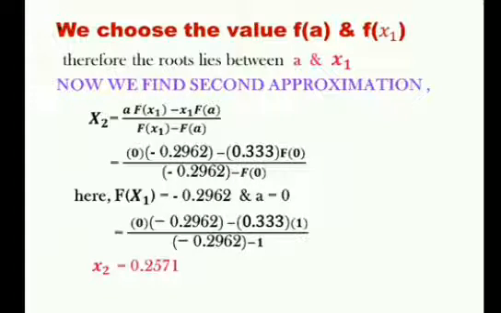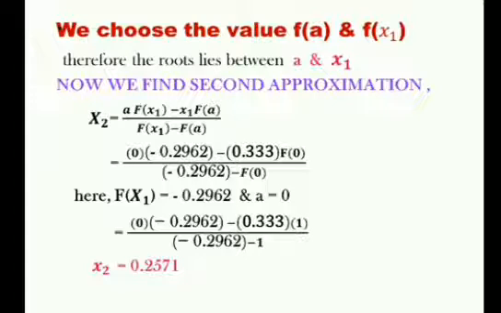Simplifying the term, we get x2 is equal to 0.2571. Now check whether the roots are the same or not. Previously we found x1 is equal to 0.333. Here we get the root x2 is equal to 0.2571. They are not the same value, so we go to the next approximation.